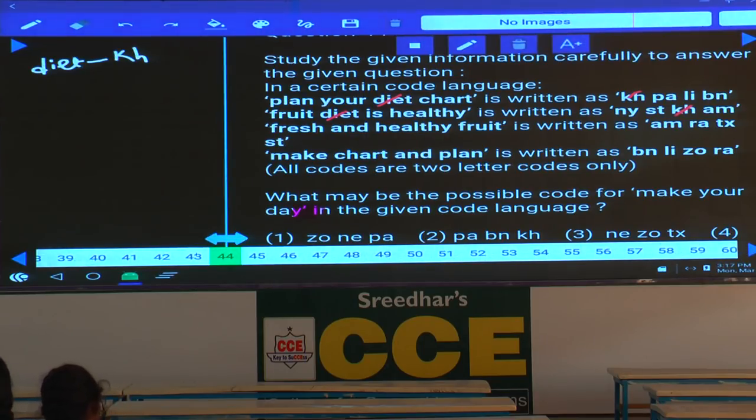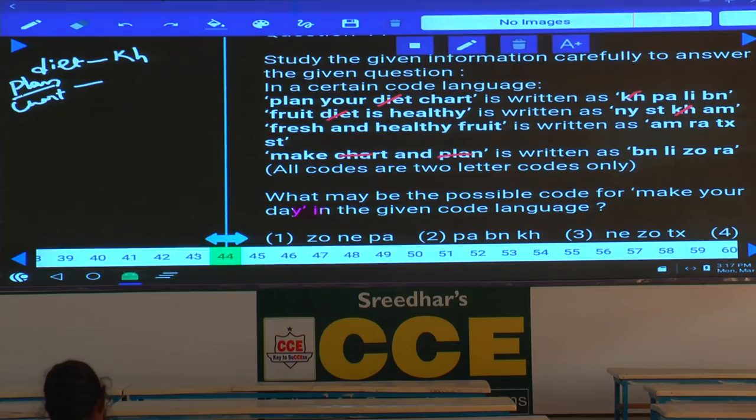Then compare the first and the third: plan your chart and fresh and healthy fruit. No word is common between the first and the third. And first and fourth, plan your chart. Here plan and chart are the two words which are common.